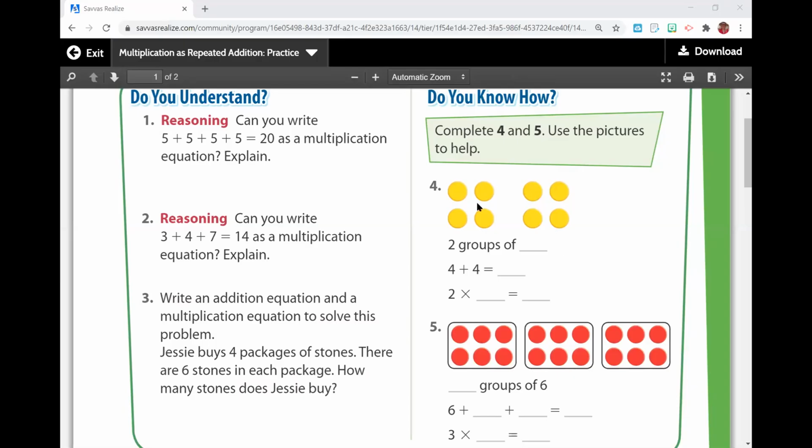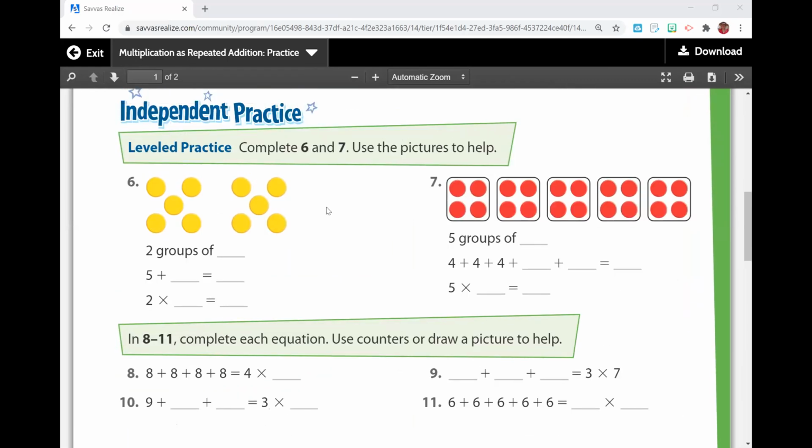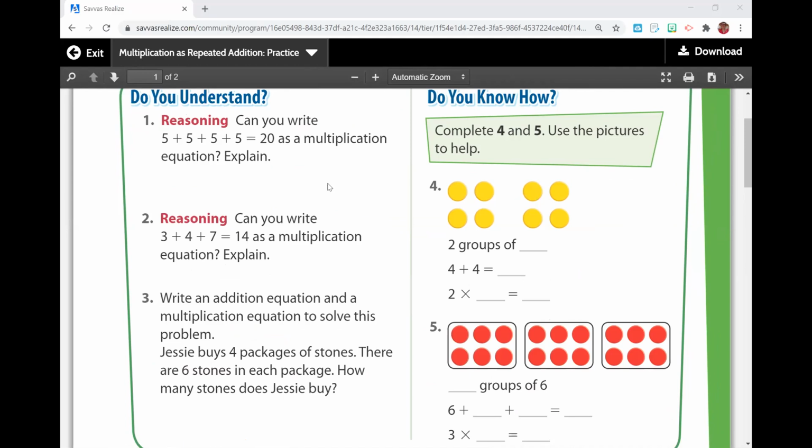We are going to complete 2 practice problems, and then at the bottom, you will do this independently. Independent means that you are doing it on your own. All right, let's begin with number 4.